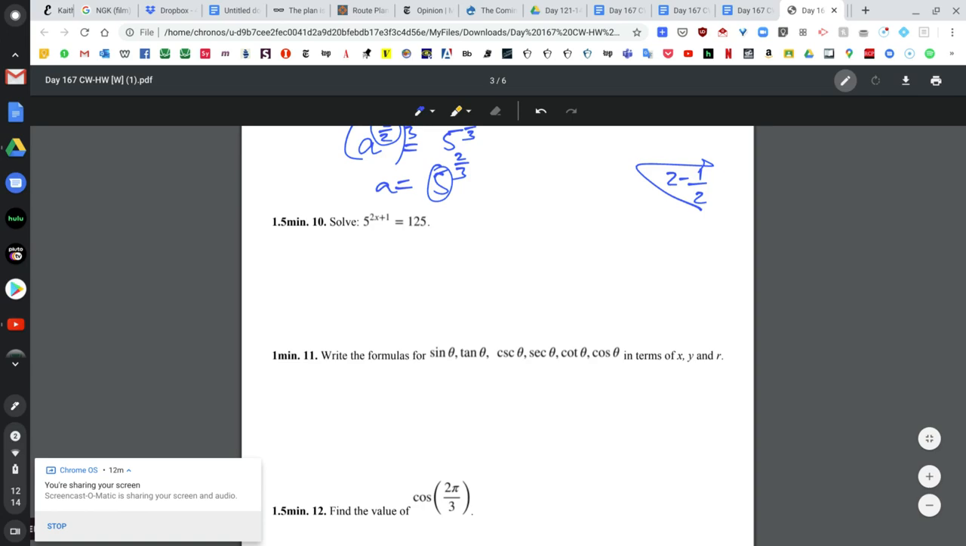Okay, let's do 10 together. So I'll show you 2 ways to do this. Okay, you can make 2 branches. First, attempt it yourself. So you can pause the video.